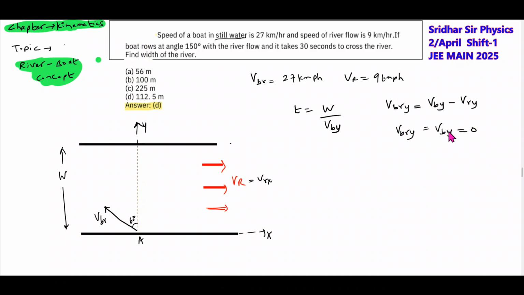Therefore, based on this, velocity of boat with respect to ground along y-axis should be equal to velocity of boat with respect to river along y-axis. What is the velocity of boat with respect to river? We know the formula. Its y component is VBR cos theta, cos 60 degrees. This time we know, 30. Width of the river we don't know. VBR is 27 kilometers per hour, 5 by 18, cos 60 is 1 by 2.